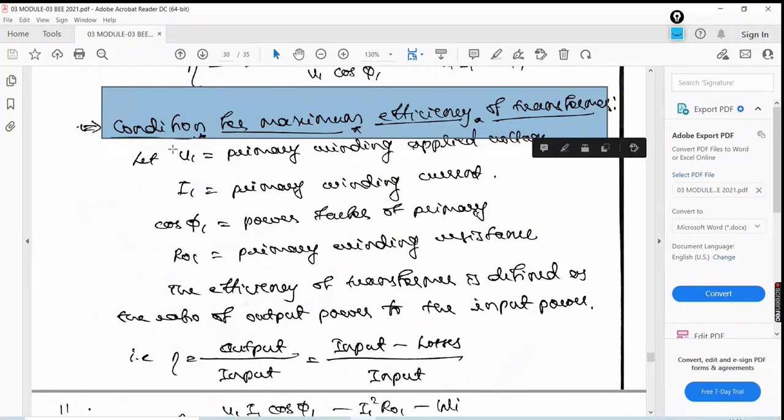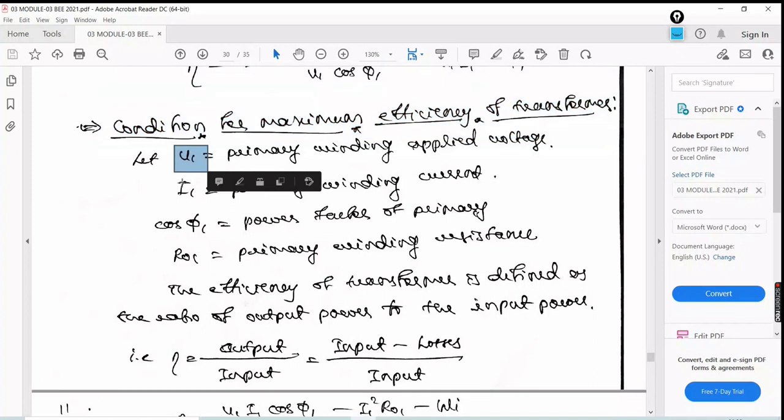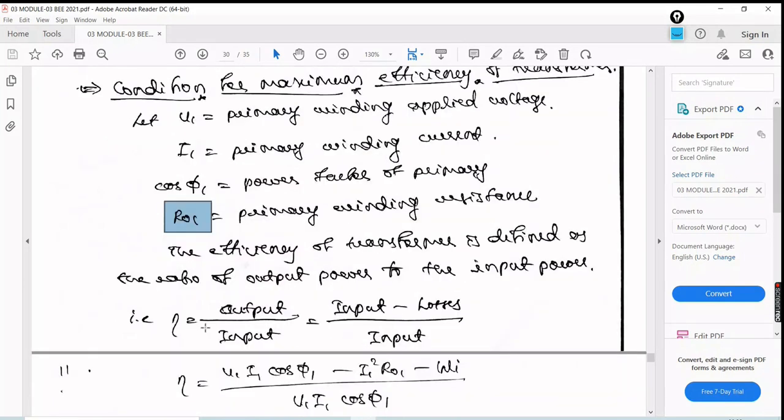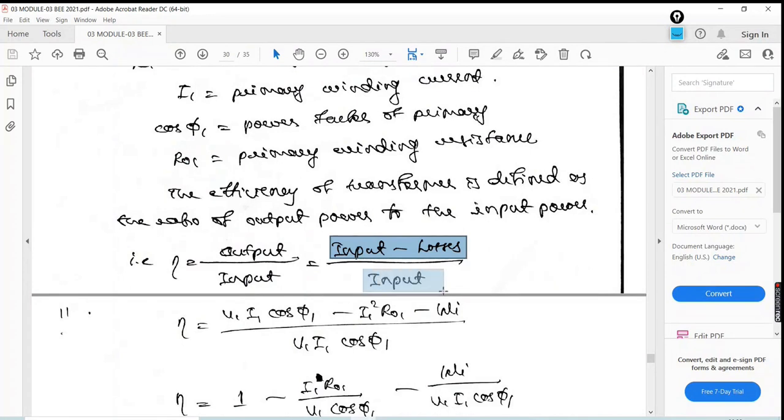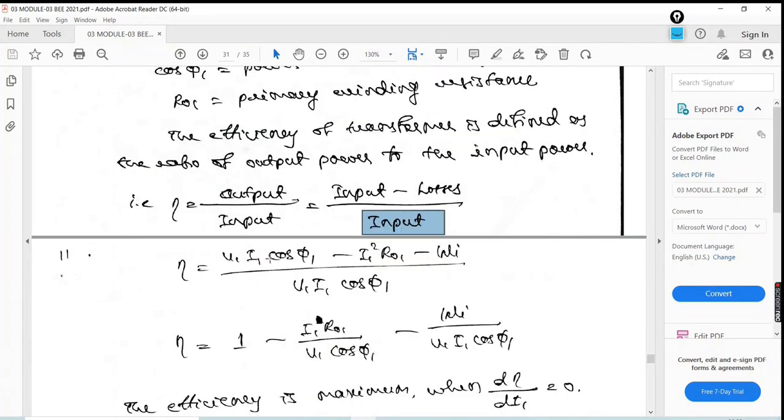Okay, V1 is the primary voltage, I1 is the primary current, cos phi 1 is the power factor of the primary, R01 is the primary winding resistance. Then efficiency will be defined by the ratio of output to the input. Then output will be represented by input minus losses, divided by input. That is V1 I1 cos phi 1 minus I1 square R01, because I square R itself is copper loss. Wi is the iron loss.